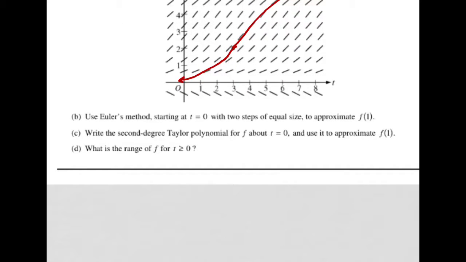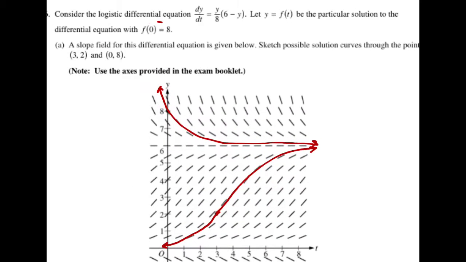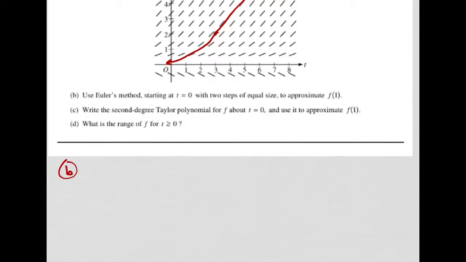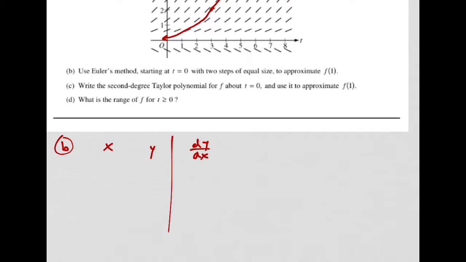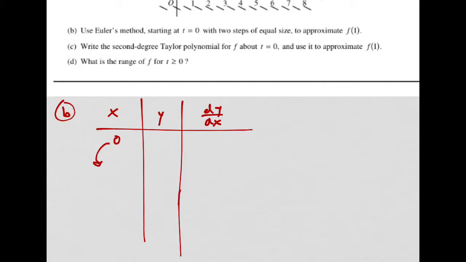Use Euler's method, starting at t equals 0 with 2 steps of equal size to approximate f of 1. Oh, okay. Where do I start? Well, it says to start with t equals 0. So I'm going to make a chart. I have my x, my y, and my dy/dx. I'm starting at 0, and I want to approximate f of 1 with 2 steps. So I take one step, to 0.5, and then another step to 1. Those are 2 steps, and the step size is 0.5.